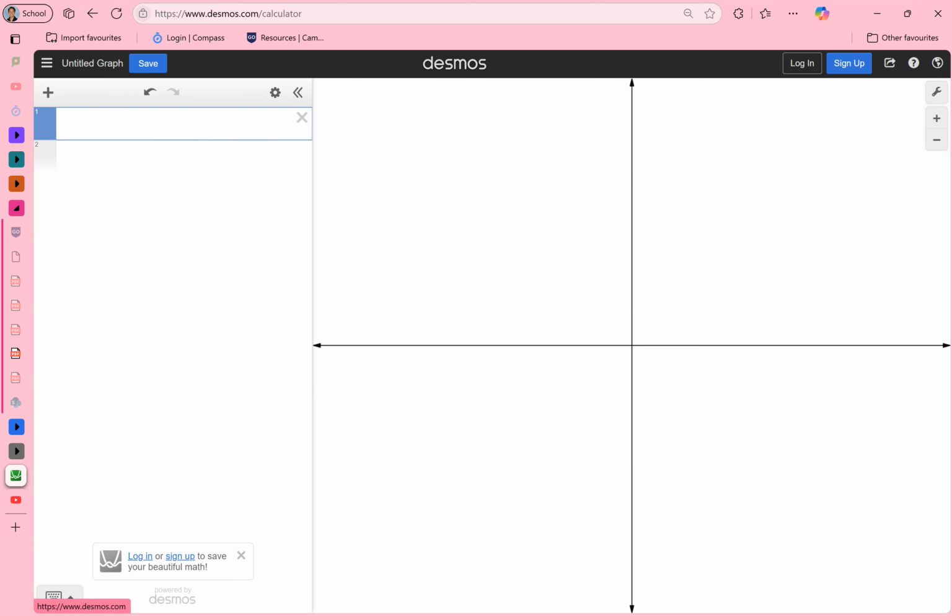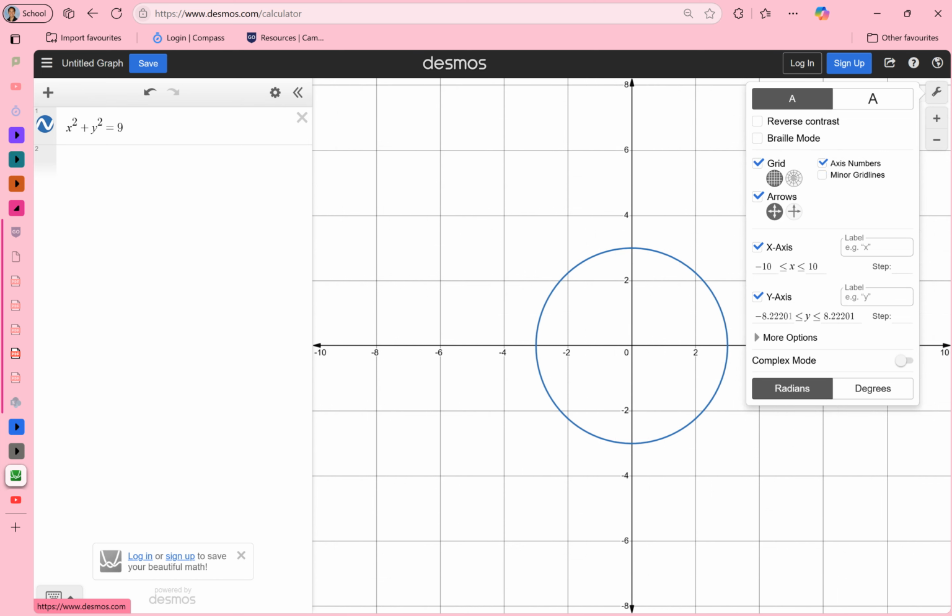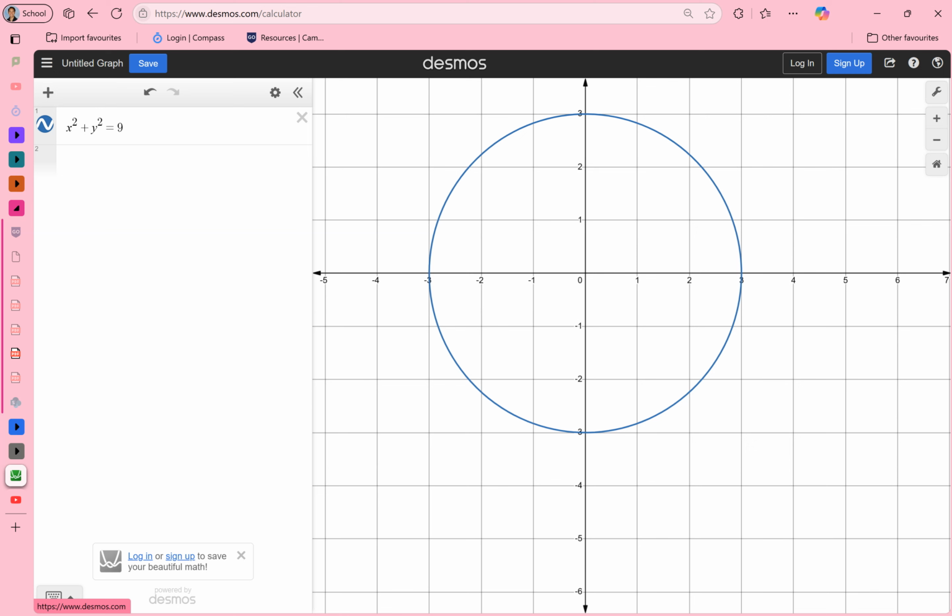Here's an example that you can look at in Desmos. If I type in x squared plus y squared equals 9, and put on the grid, you can see the axis numbers. I'm going to take the minor grids off and zoom in a bit. You can see that the radius is from 0 to 3, so the radius is 3. And the center of the circle is clearly at 0, 0. I'll just label it.